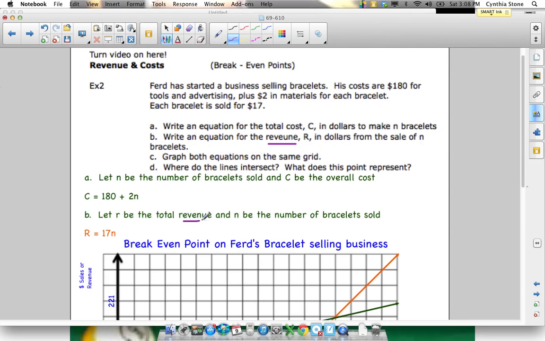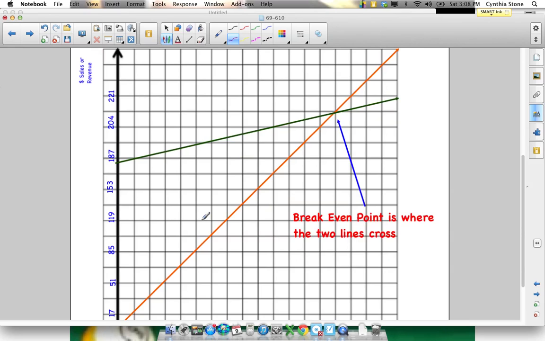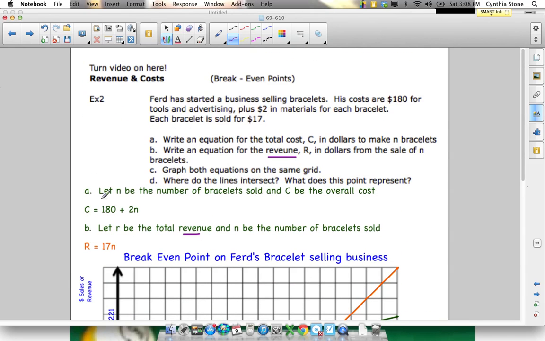So for Ferd to make a profit, the answer's right there, but let's look ahead first at the answers to parts A and B. A says write an equation for cost. His costs are based on N, the number of bracelets he sells, because he has to pay $2 for every one of those, and then there's the fixed cost. 180 is the fixed cost, so to run his business he's got to pay 180 no matter what. Then he has to pay 2 times the number of bracelets that he sells. That's what this is, so his costs are here.